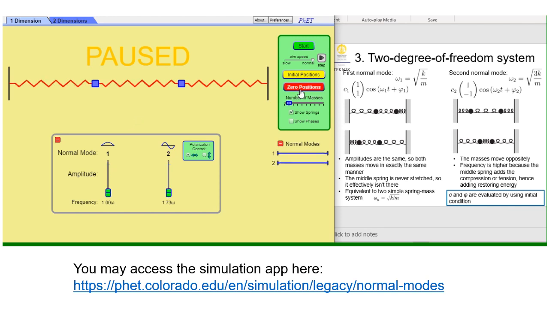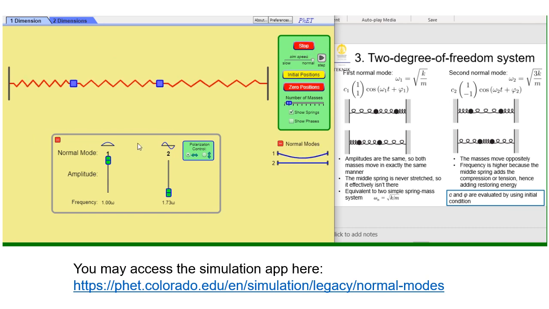So let's go back to zero positions. We can try to see, say for instance, so this should be the normal mode 1. So I'm going to set the amplitude to 100%, and then the normal mode 2, I'm going to make this stay at 0. So here, by this way, when I hit this start button, we can see the first normal mode of motion. This is the first normal mode for two degree of freedom system.